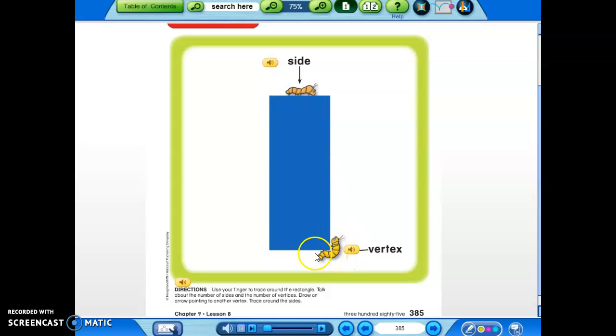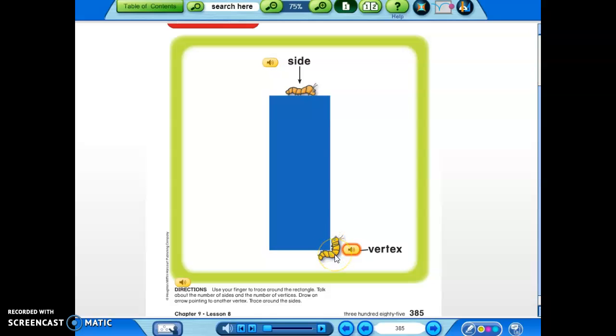What about this little yellow worm? What part of the rectangle is he kind of wrapped around? That little point where 2 sides meet. Do you remember that word? That is a vertex. Vertex. That's the vertex where 2 sides meet and make that point.